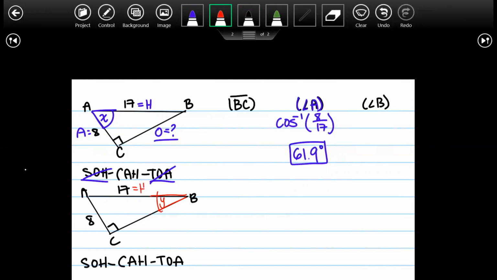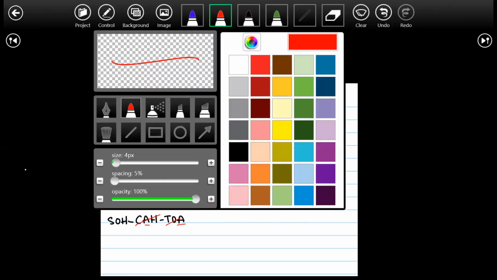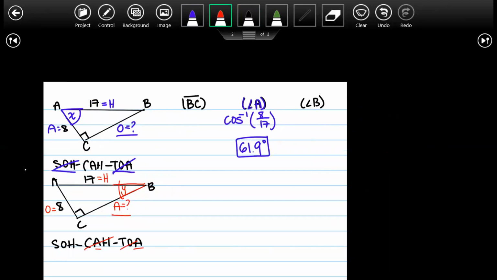17 is still the hypotenuse. 8 is now the opposite. We don't have anything for the adjacent. So if there's nothing for the adjacent, we get cosine and tangent eliminated because we do not have any information on those. And we can set them up the same way, where it's going to be sine inverse of our ratio 8 over 17.